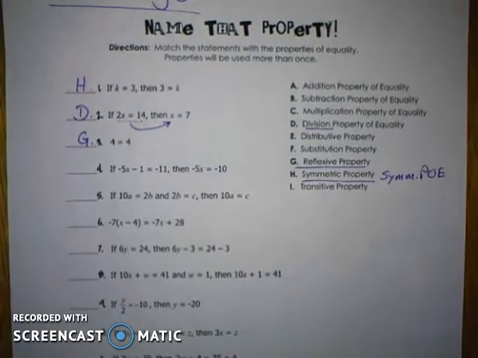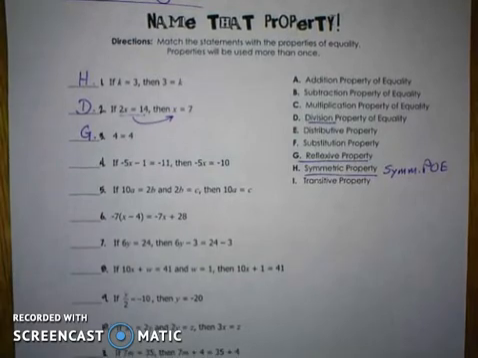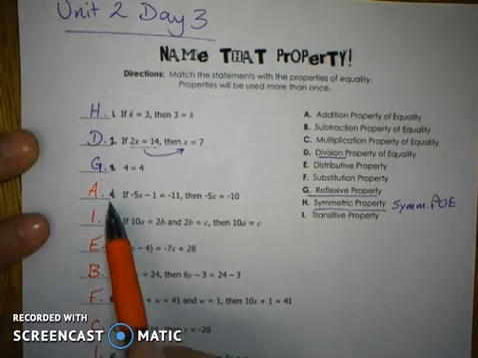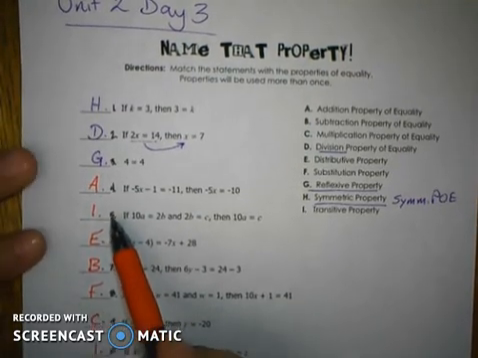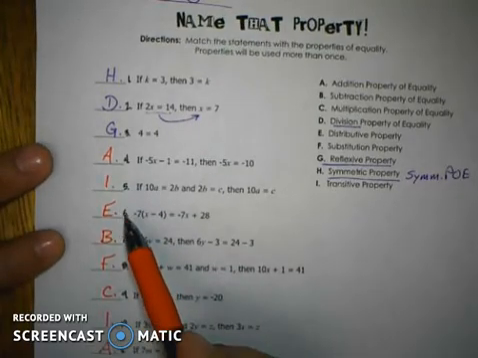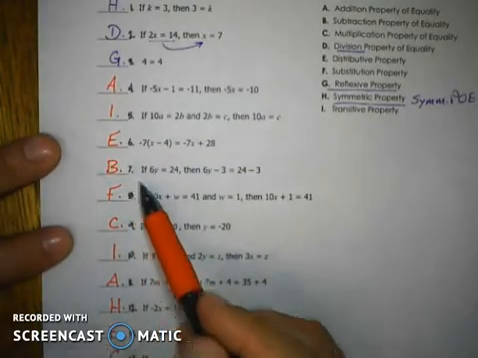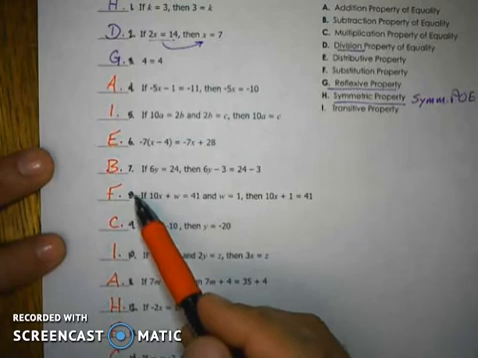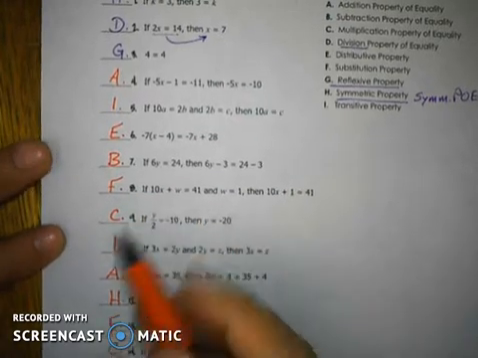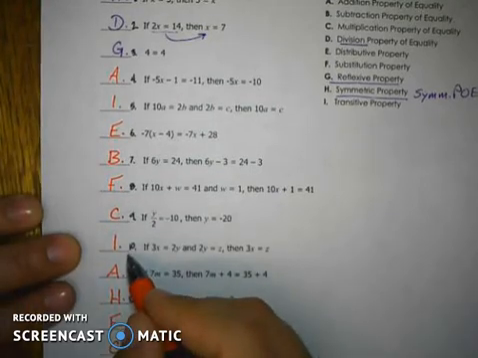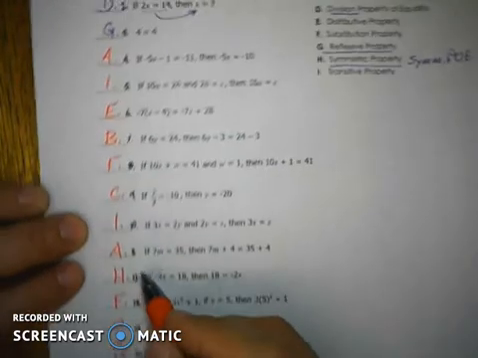Okay, if you have tried this on your own, you should be ready to check your answers, and we should get this. All right, 4, we should get A, the addition property of equality. 5 is I, the transitive property of equality. 6 is E, distributive property. 7 is B, subtraction property of equality. 8 is F, the substitution property. 9 is C, multiplication property of equality. 10 is I, transitive property again.